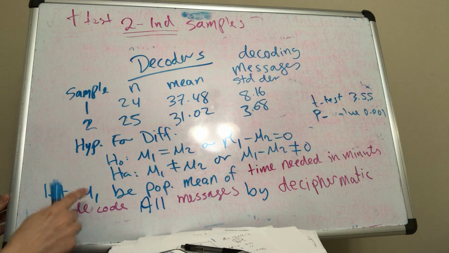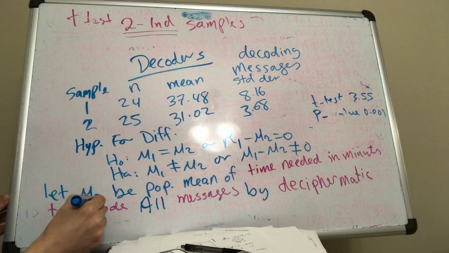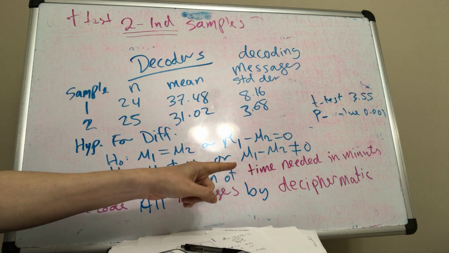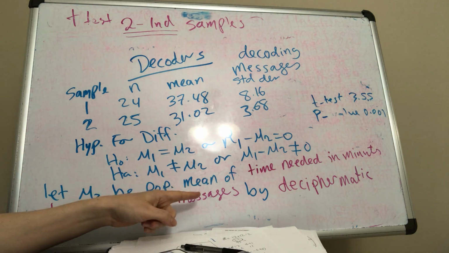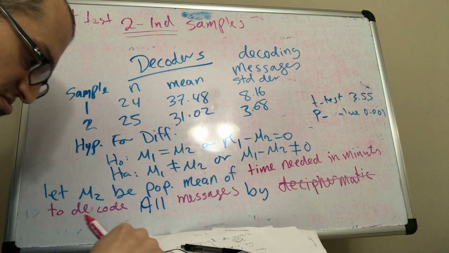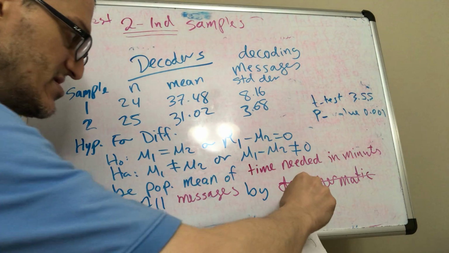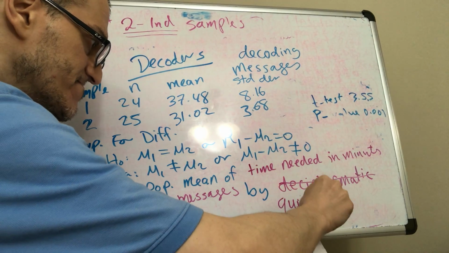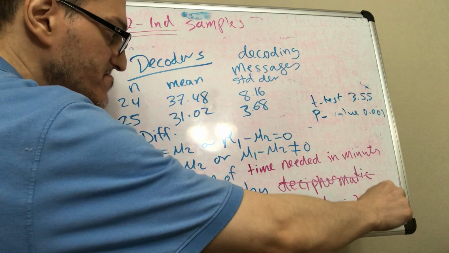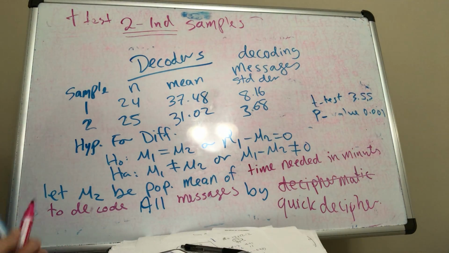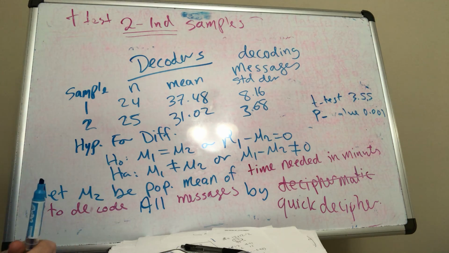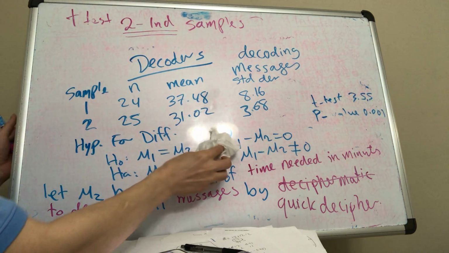To define mu2, you see, it's the same thing. Mu2, population mean time needed to decode all messages by, but now you mention the name of the other group. And the name of the other group is Quick Decipher. Okay. They want you after this to assess strength.